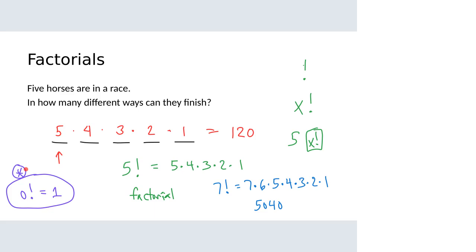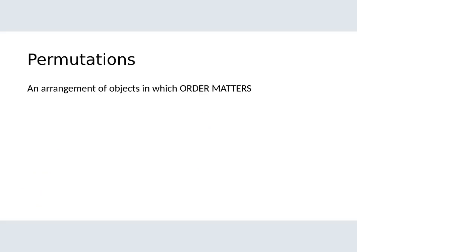Okay, we had 3 things on our list for today: counting, permutations, and combinations. Now let's talk about permutations. A permutation is an arrangement of objects in which order matters. You might be thinking, well, how am I supposed to know whether or not order matters? It's a perfectly good question. And as we work through problems, I'm hoping you kind of see, oh, yeah, okay, this is where order matters.